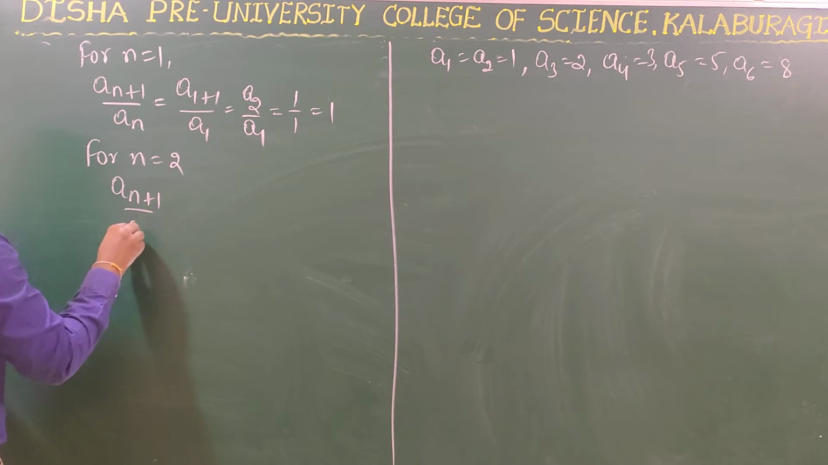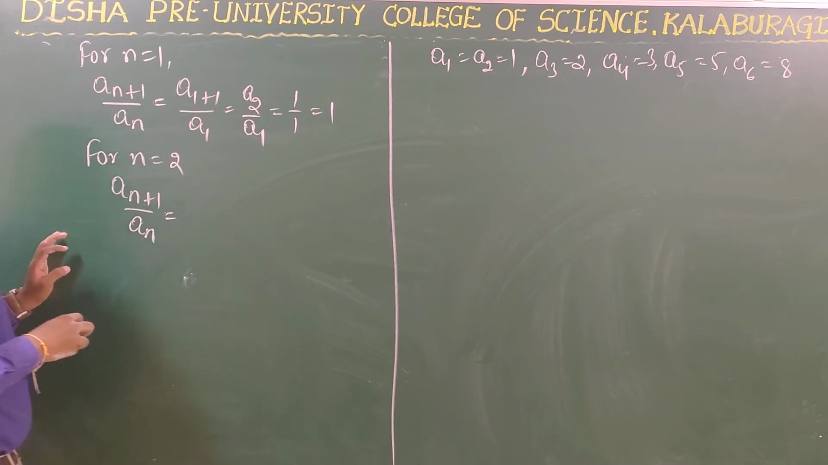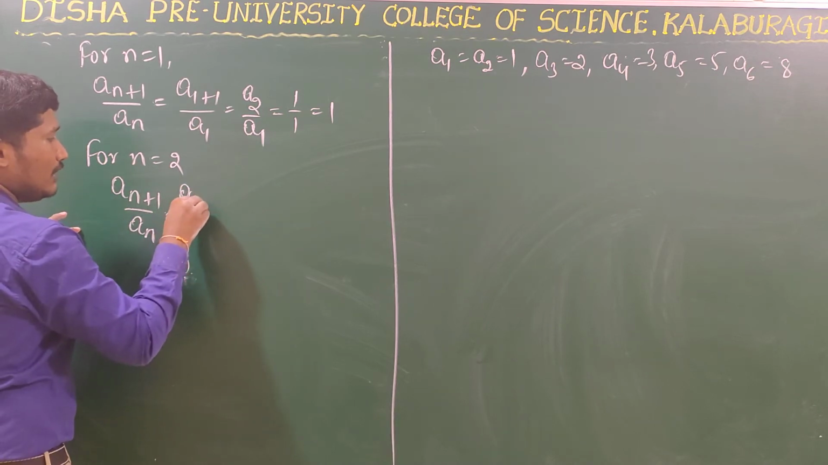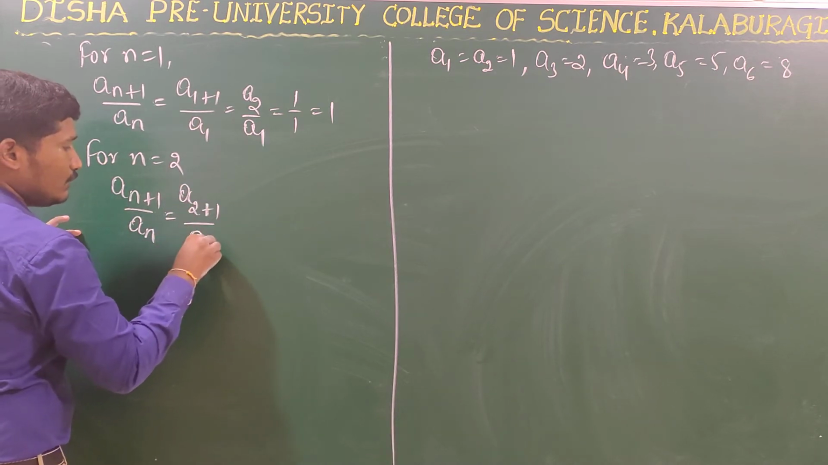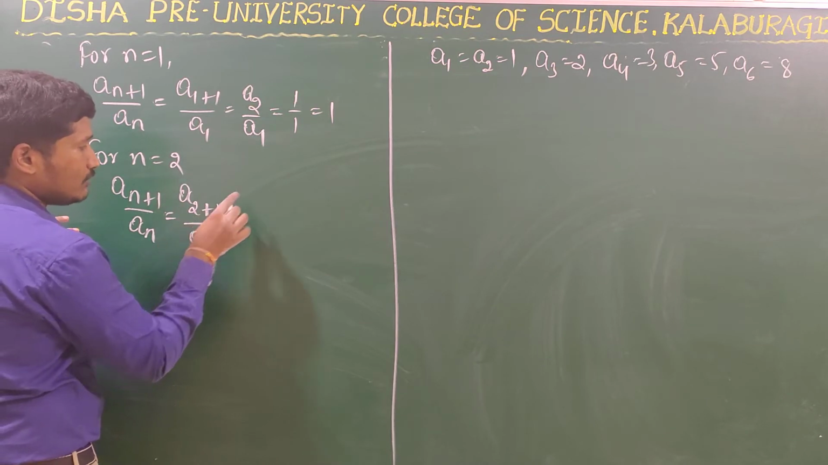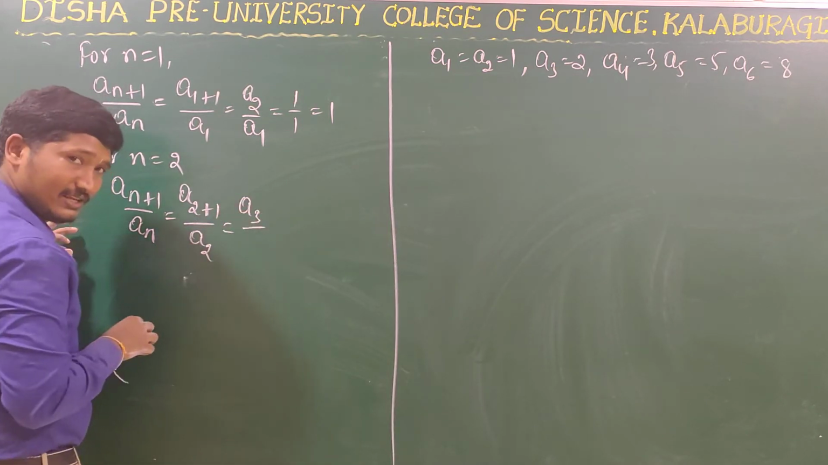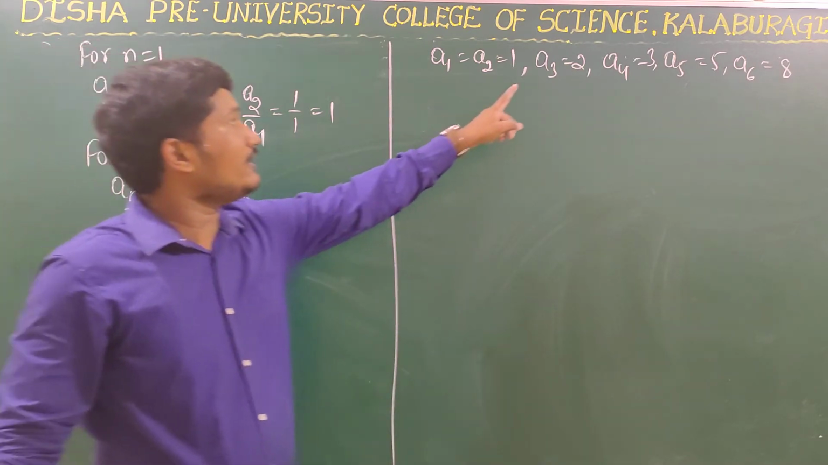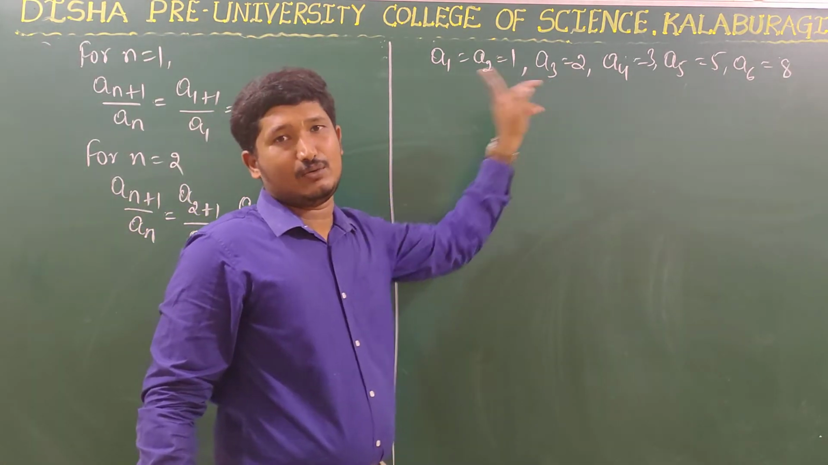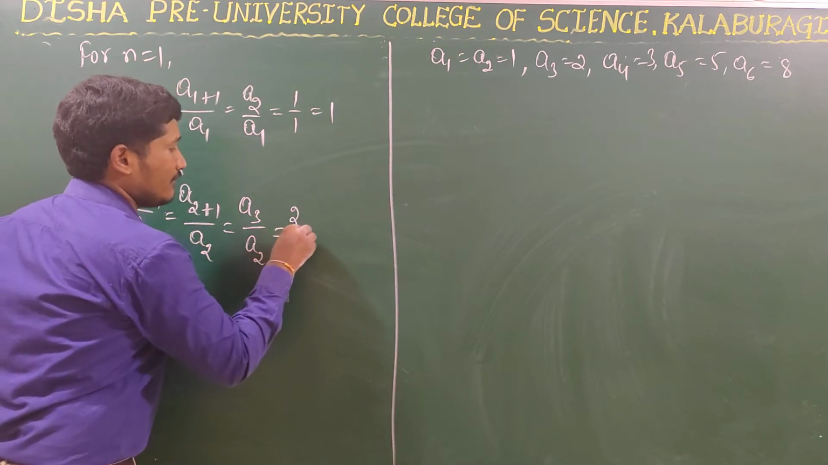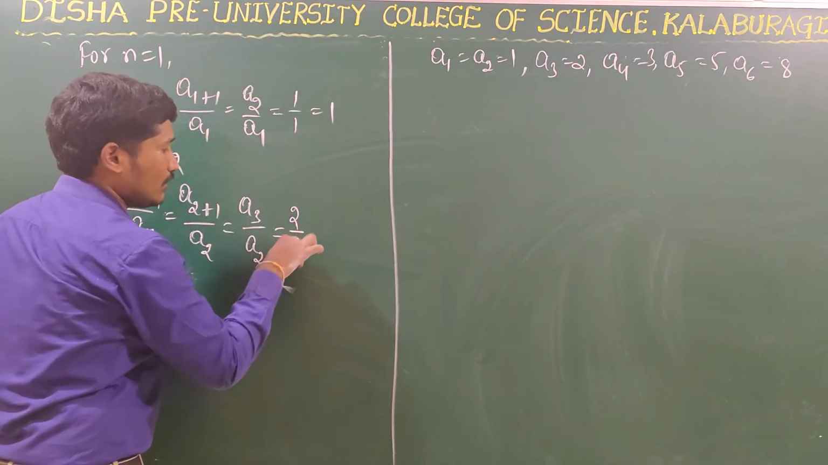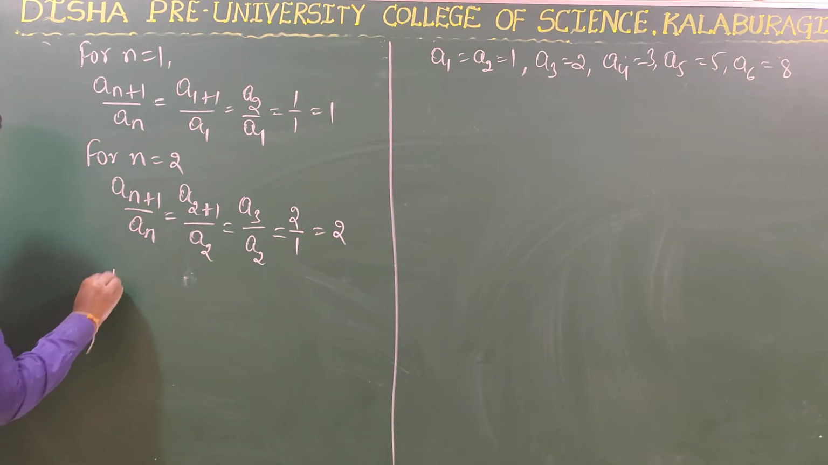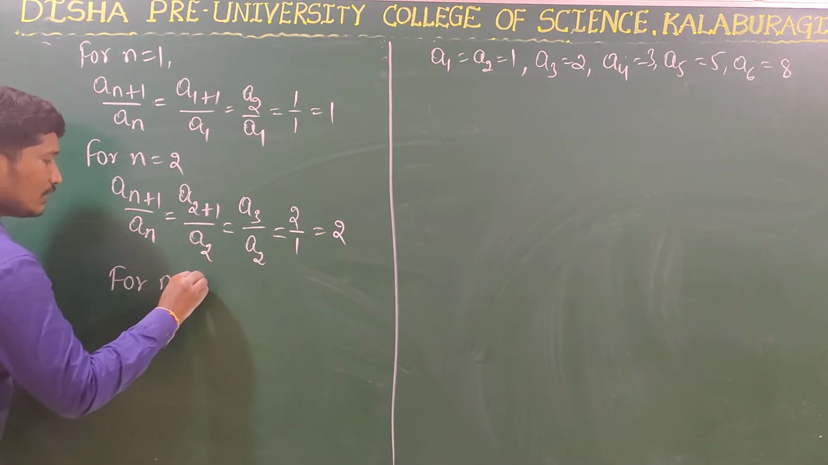Next, for n is equal to 2, An plus 1 divided by An is equal to, so we are substituting n is equal to 2, A2 plus 1 divided by A2. 2 plus 1 is 3, so that is A3 divided by A2. What is the value of A3 that we have got? That is equal to 2. So 2 divided by, what is the value of A2? 1. So 2 divided by 1 is 2. Next, for n is equal to 3.